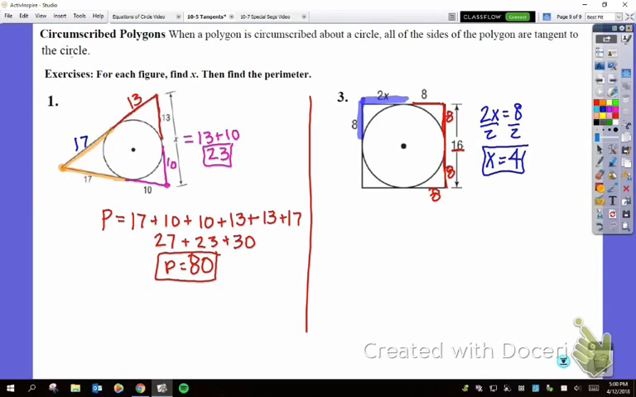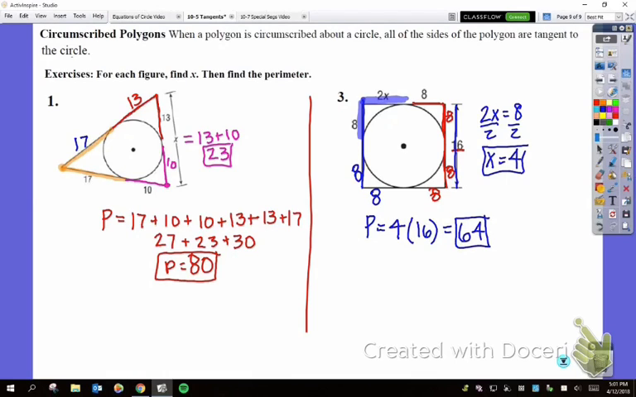The other thing you know is that if this side is 16, then this side has to be 16, which means this is 8, which then tells us this is 8. So if we were going to find the perimeter, this is actually a square, and we could say 4 sides times 16, which would end up giving us 64.